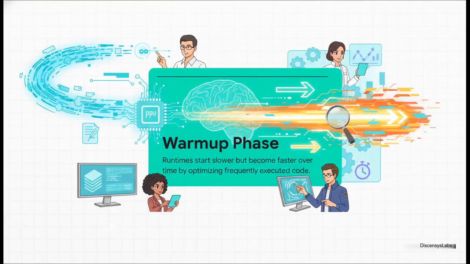Now, this introduces a really cool concept called the warm-up phase. When a JIT-powered app first launches, it's leaning heavily on the interpreter, so yeah, it might feel just a tiny bit slower at first. But it's learning. It's continuously gathering statistics about how you are using it.